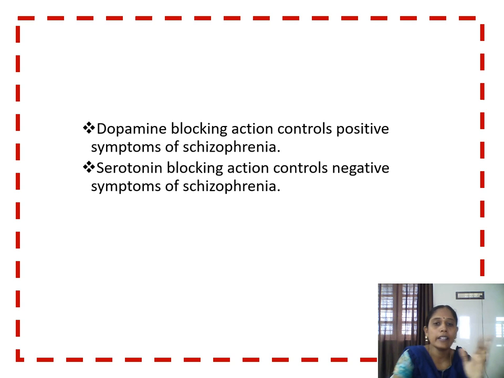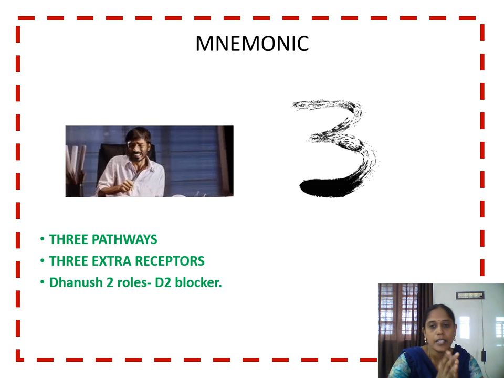So, to be clear, dopamine blocking action controls the positive symptoms of schizophrenia, whereas your serotonin blocking action controls the negative symptoms of schizophrenia. So, how can we remember? You all know the movie 3. Dhanush is the hero in that. He'll be playing two roles. Initially, he'll be in a normal state. After marriage, he'll be diagnosed with schizophrenia, right? So, you can remember Dhanush exhibiting two roles in this movie. D2 blocker is the main mechanism for typical antipsychotics, and 3 for this movie.